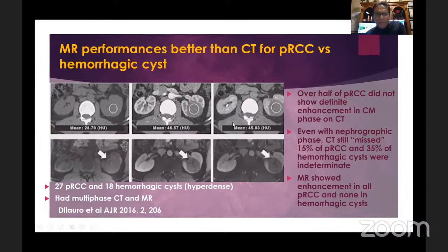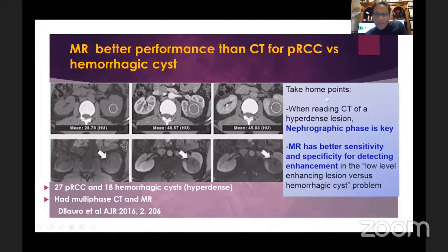So take-home point is, when reading CT scan for hyperdense lesion, nephrographic phase is key, although you are still going to call some indeterminate lesions with this. MR has better sensitivity and specificity for detecting enhancement of low level enhancing lesions versus hemorrhagic cyst in these patients.